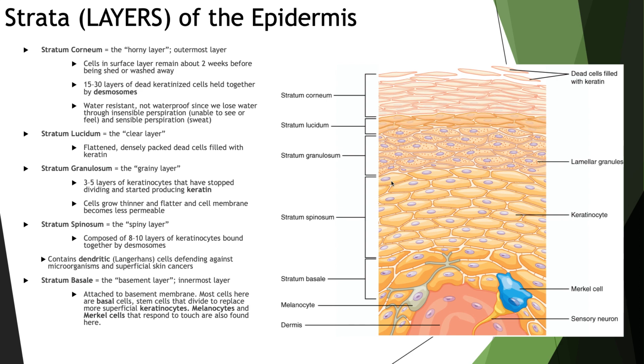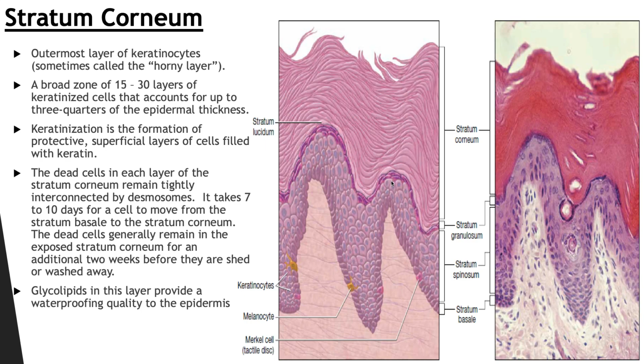Now we're going to go through all of these in pretty good detail, but this just highlights a brief introduction of this. So we'll start off with the stratum corneum here, which is the outermost layer of keratinocytes, sometimes called the horny layer. It's a broad zone with 15 to 30 layers of keratinized cells that account for about 3/4 of the epidermal thickness. Keratinization is the formation of protective superficial layers of the cell with keratin, and the dead cells in each layer of the stratum corneum remain tightly interconnected by desmosomes.